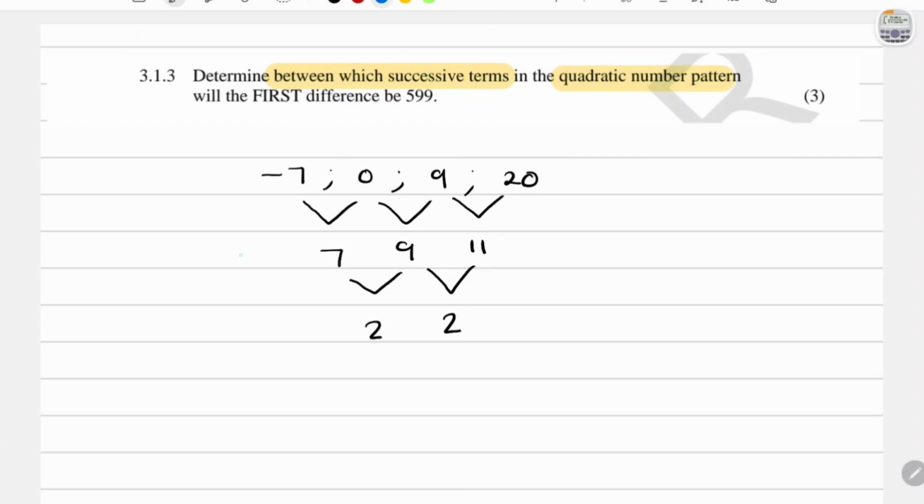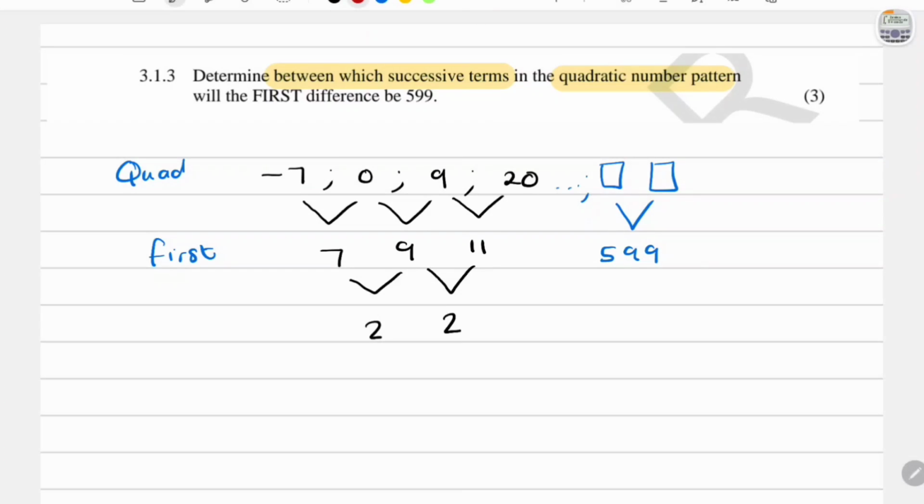Okay, so since we have our pattern, this is our first difference, okay? Remember, the differences of the quadratic pattern are your first difference, and that's our quadratic pattern there. So we need to find out between which two successive terms in the quadratic the first difference would be 599. Okay, so for us to do that, we're going to have to think about it like this. And let me actually write that properly, 599. Since the first difference is 599, how about we find out what term exactly in the first difference has a value of 599? And here's the idea.